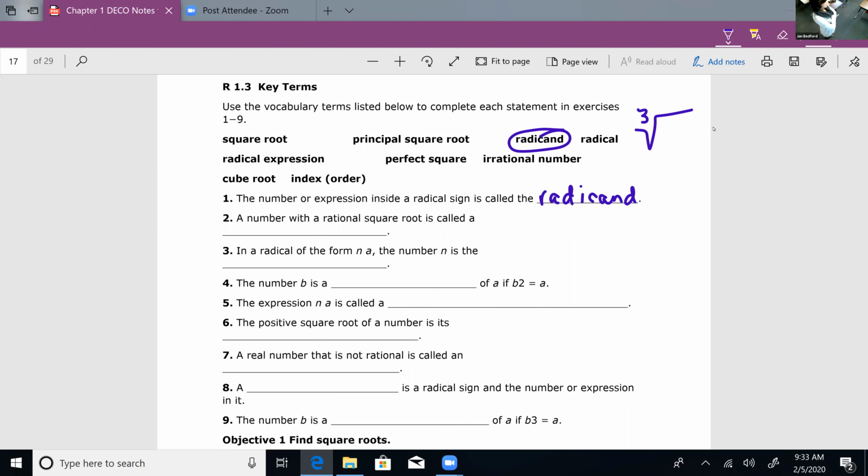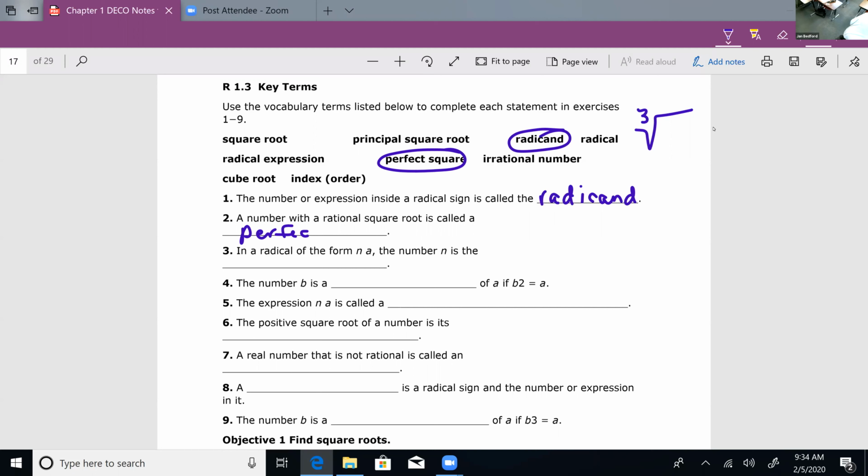Now, number 2 says a number with a rational square root is called a something. If it's a rational square root, it means when I take my square root, what comes out is a rational number. So if I get the square root sign to go away, that means this was a what? Look at these words. What does that mean I had? A perfect square. Good job. So number 2 is perfect square.